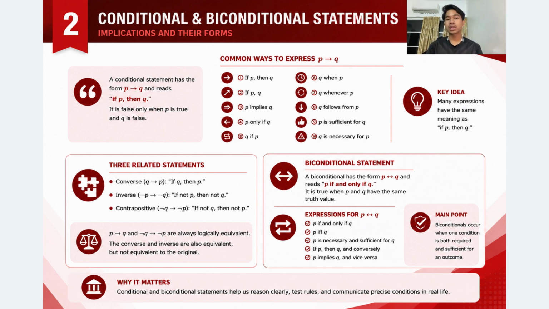Next, a biconditional statement, written as P if and only if Q, or P double arrow Q, is a logical statement where both propositions depend on each other. It means P is true if Q is true, and Q is true if P is true. A biconditional statement is true only when both propositions have the same truth value, either both true or both false. If their truth values are different, then the statement is false.